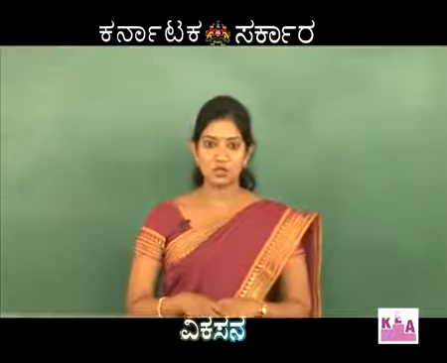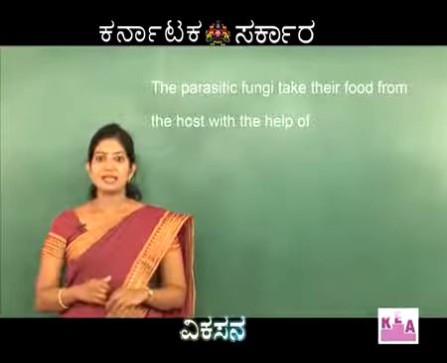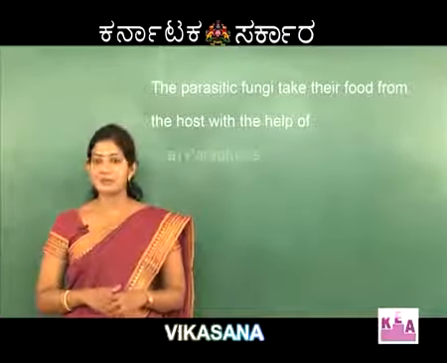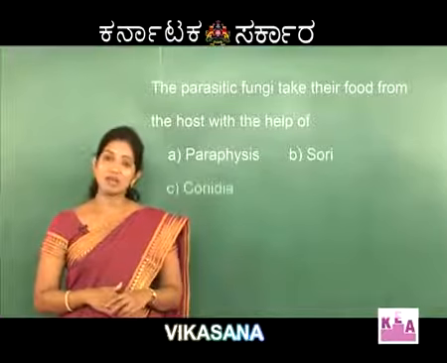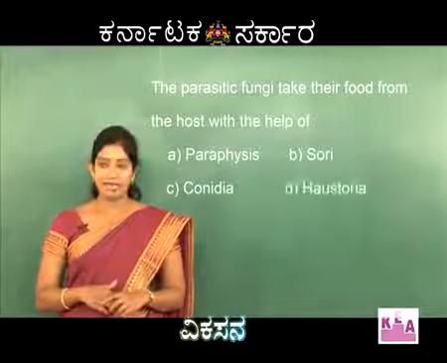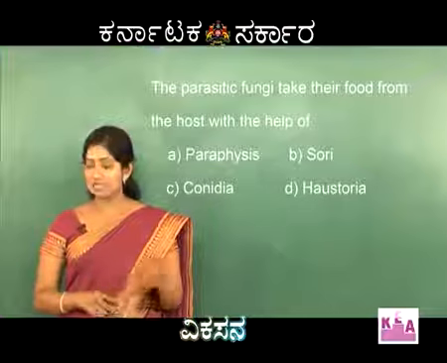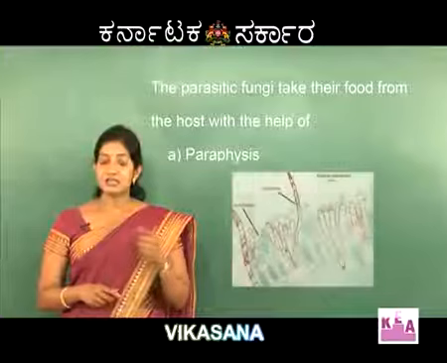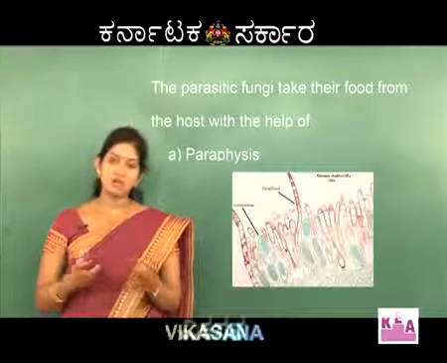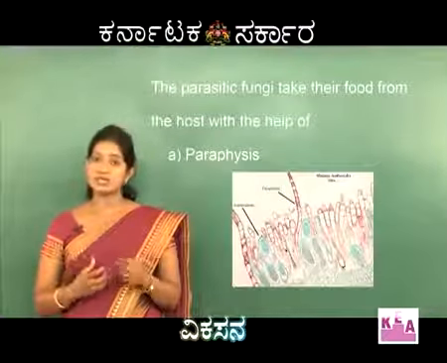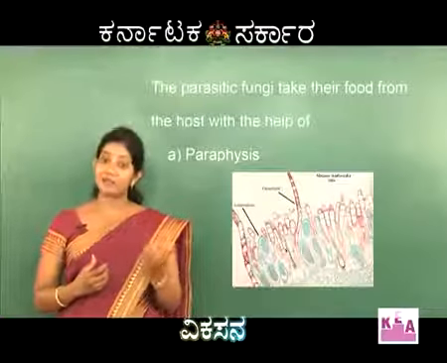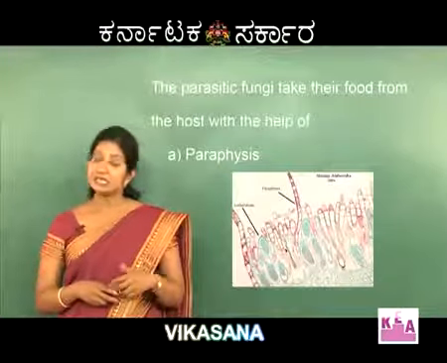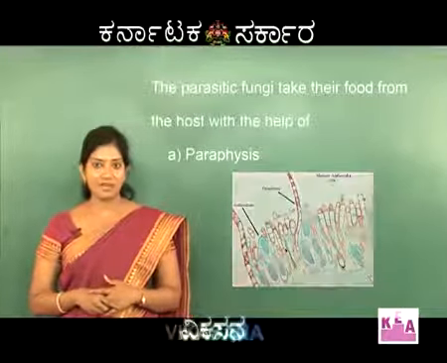Now, let us see the next question. The parasitic fungi take their food from the host with the help of: options paraphysis, sori, conidia and haustoria. Let us see each of the options carefully. First one, paraphysis. These are nothing but sterile filament like structures which are present in between the sex organs. For example, in between antheridia or in between archegonium, we find some sterile filaments. These sterile filaments are called paraphysis.